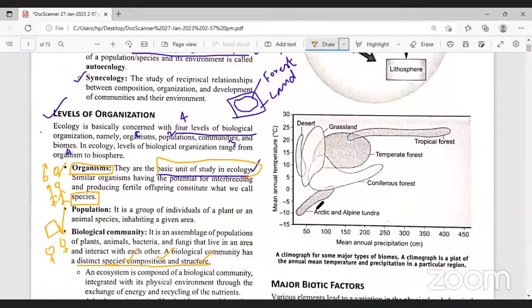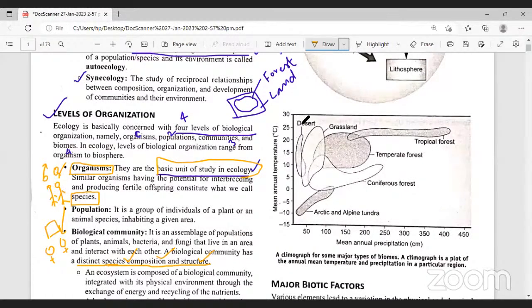So here there are 1, 2, 3, 4, 5, 6 that have been reported. One is called desert. Another one is grassland, temperate forest, tropical forest, coniferous forest, Arctic and alpine tundra. Arctic has a very low temperature, isn't it? Minus 10 degrees Celsius, isn't it? After that, what happens? You know, there are coniferous trees. Okay, and then temperate as well as grassland. These all come under the heading of a particular temperature only. When the temperature increases, that is called the desert.